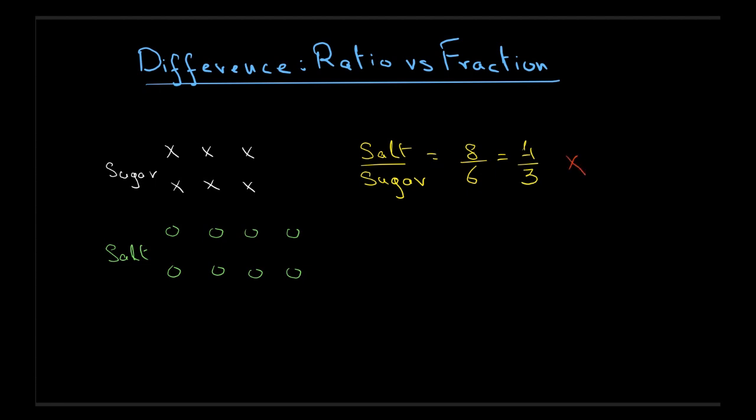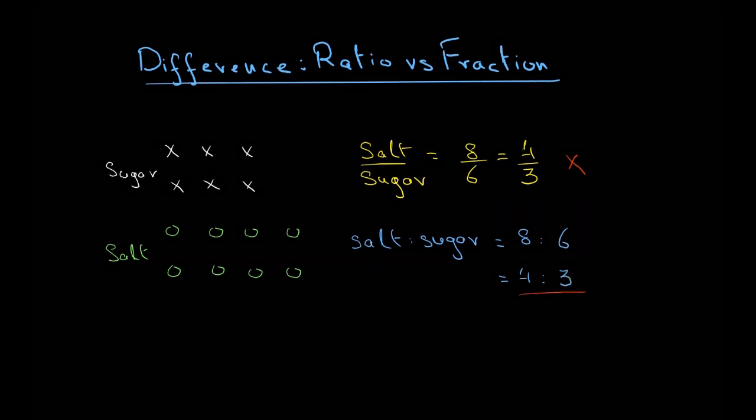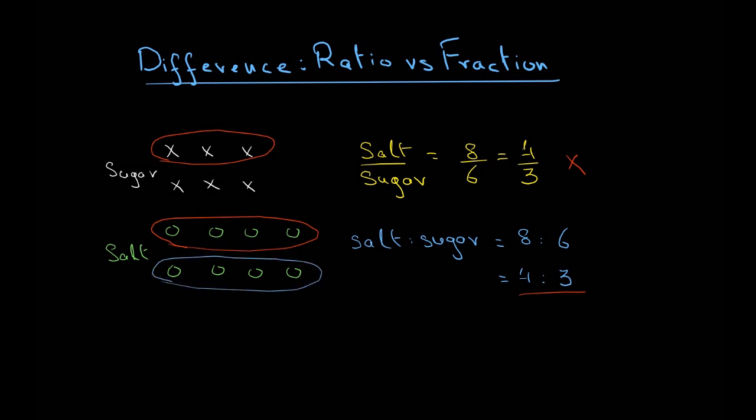Probably a better way to think about it would be to think of the ratio of salt to sugar in your recipe, because that is 8 is to 6, which is equal to 4 is to 3. So what that really means is that whenever you see 4 salts that you use, you're going to get 3 sugars. And if you use 4 more salts, then you are again going to use 3 sugars. So the ratio is really, in some sense, telling you how the recipe scales, and that's sort of the difference.